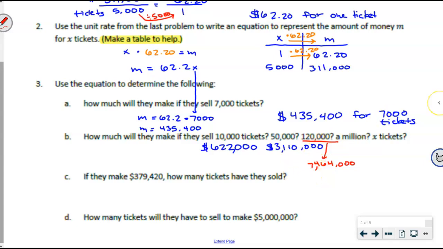And now for X tickets, what's that going to be? Well, that's just our equation, right? For X tickets, it's X multiplied by 62.2, or in other words, 62.2X. Oh, I forgot a million. We're going to skip that for the sake of time.